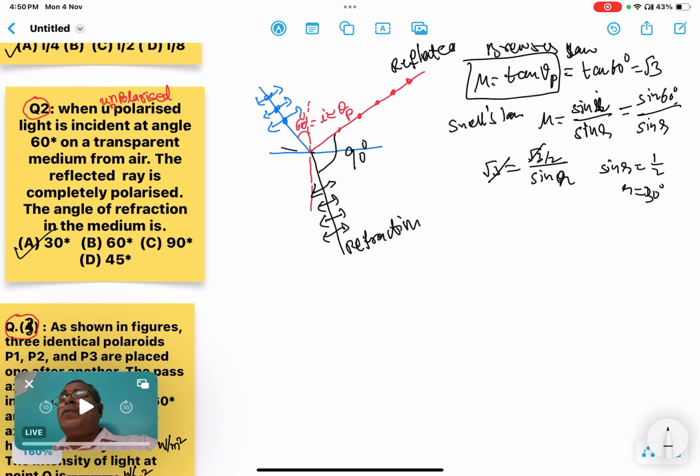So what we discussed here is the Brewster's law concept. A very important concept in polarization. Mu equals tan theta p, and you have to utilize Snell's law also at the same time. Now, question number 3, let us discuss immediately.